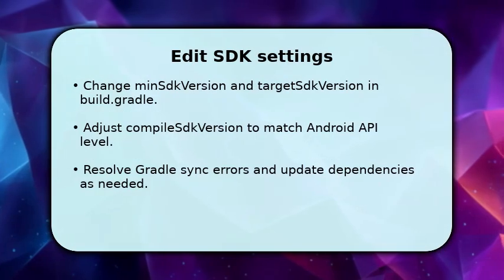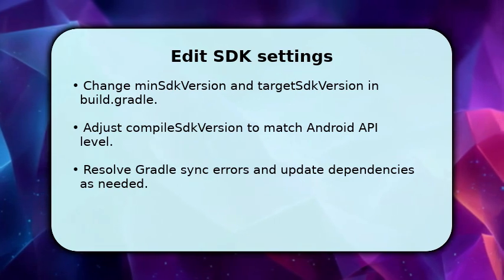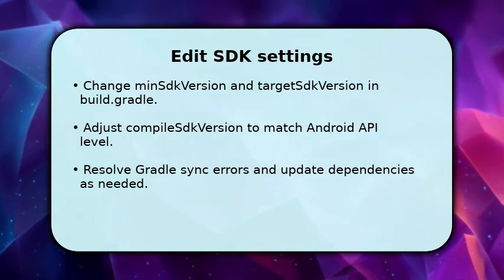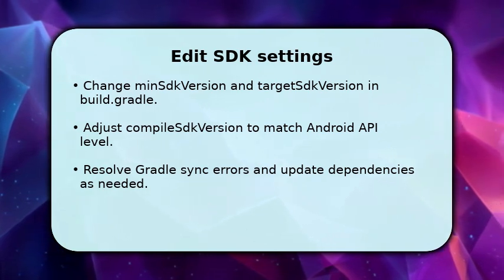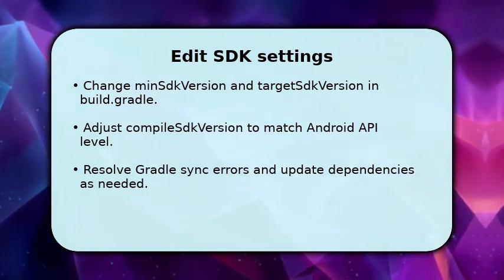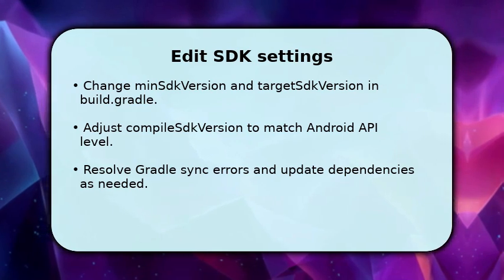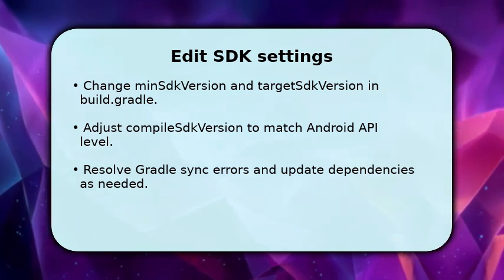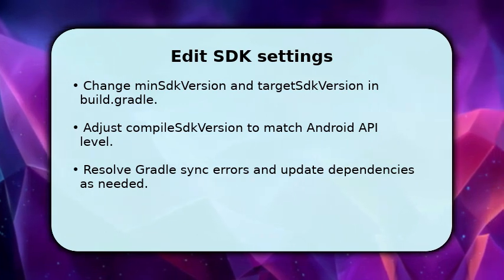You now change the SDK numbers. Open module build.gradle and set Min SDK version and Target SDK version to the desired API levels, and update compile SDK version to match the target platform. Make sure to sync Gradle immediately.